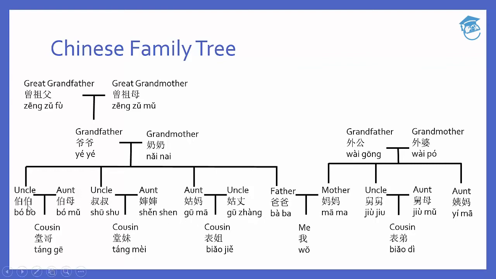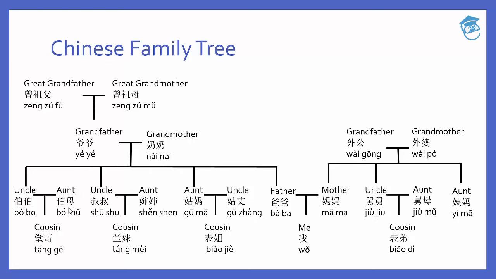So if 伯伯 has a wife, we call her 伯母. I know in English we call all of these uncles and aunties, but in Chinese or Mandarin, we have specific names for father's elder brother or younger brother. This is specifically for father's side only. On mother's side, we have entirely other names for mother's side of the family, for maternal uncle or maternal aunt.